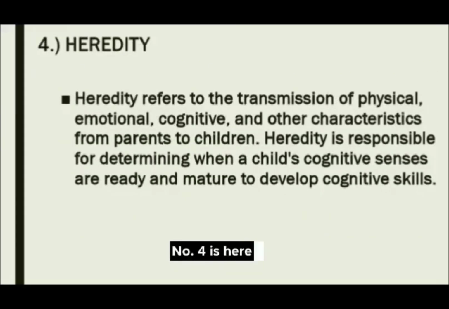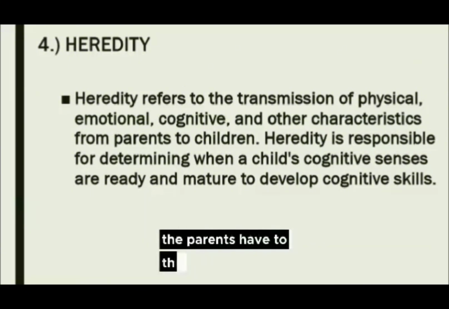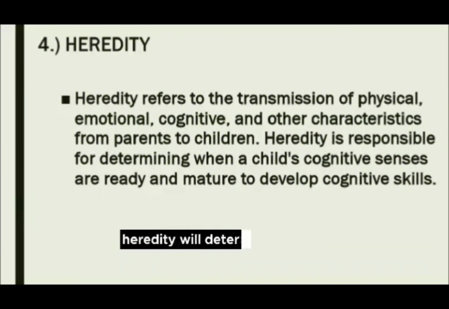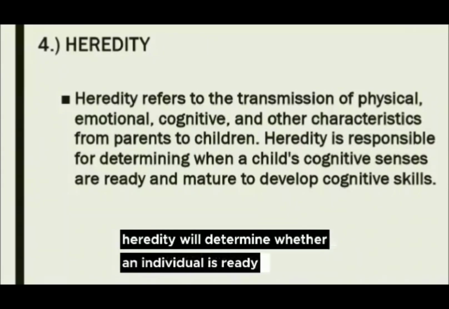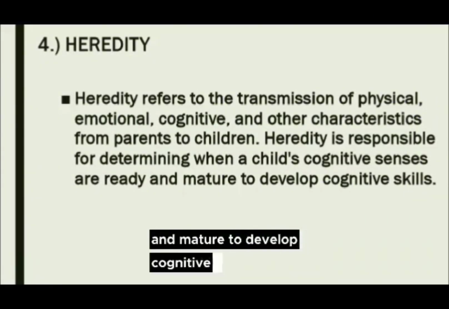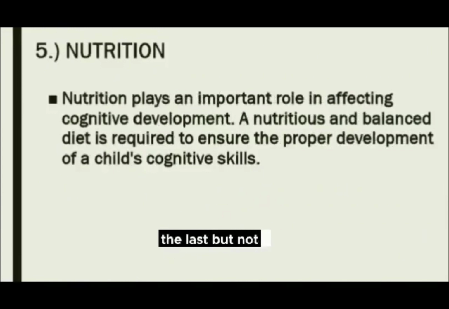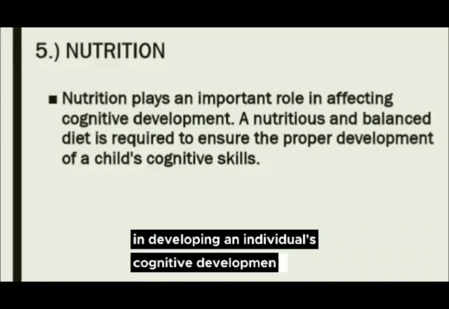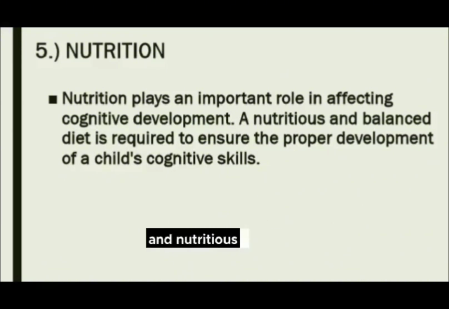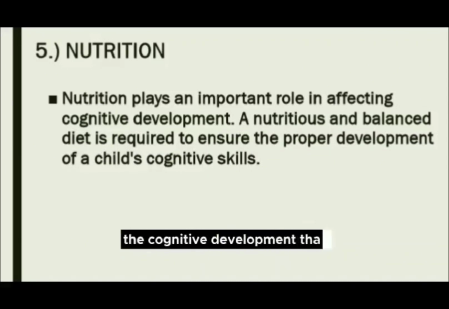Number 4 is heredity. Heredity refers to the transmission of physical, emotional, cognitive, and other characteristics that the parents pass to their children. Heredity will determine whether an individual is ready and mature to develop cognitive skills. The last but not the least is nutrition. Nutrition is also important in developing an individual's cognitive development, to ensure the balanced and nutritious food that we are eating in order to acquire the cognitive development that we want.